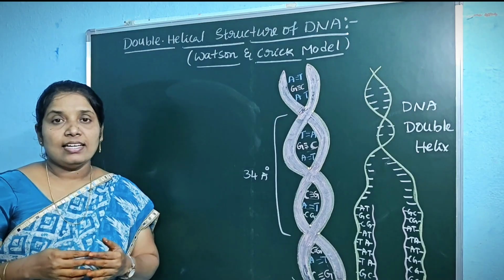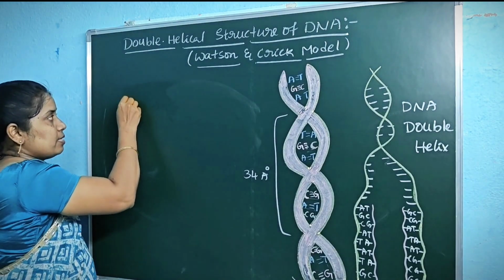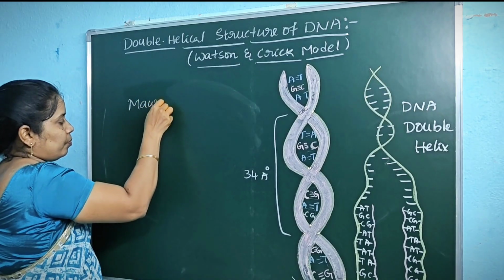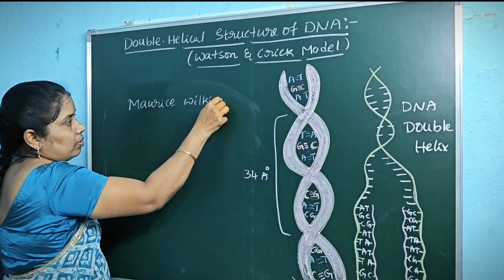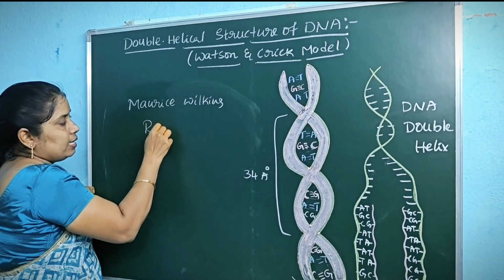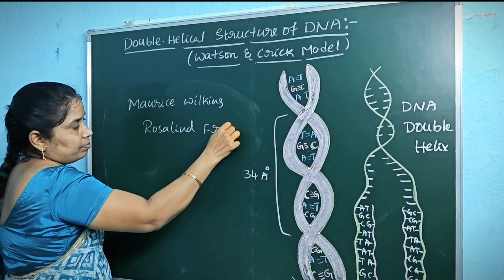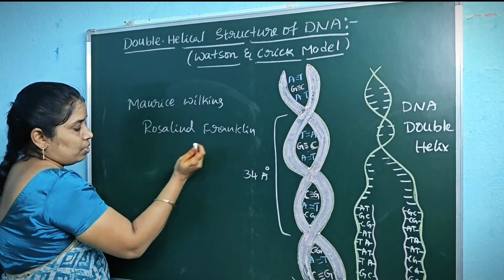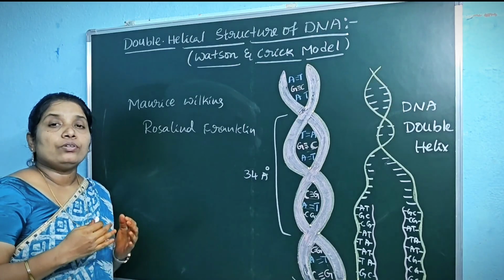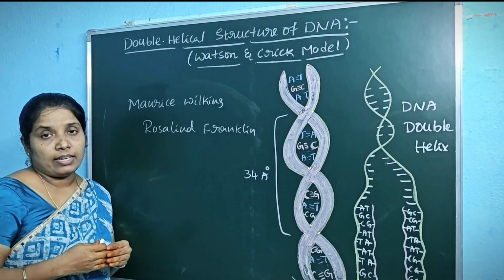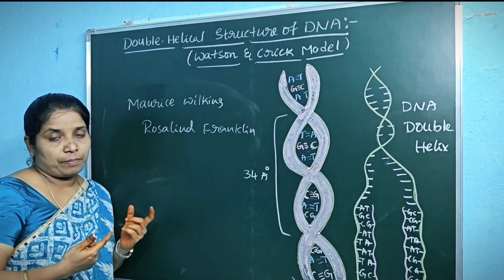Initially there were two scientists, Maurice Wilkins and Rosalind Franklin. They worked on DNA because they wanted to know the structure of DNA. They worked on DNA before Watson and Crick.